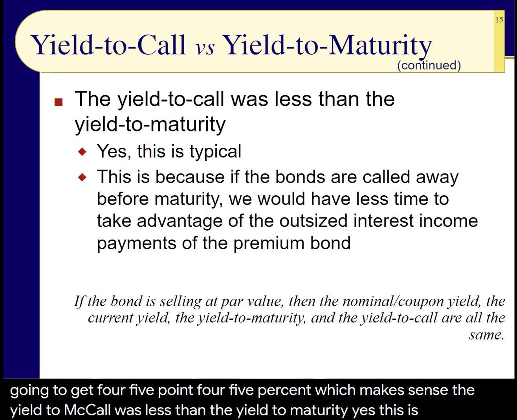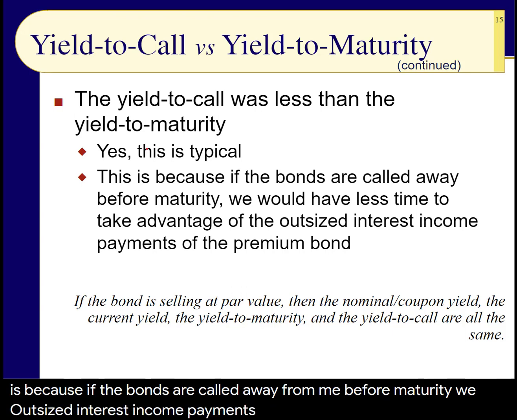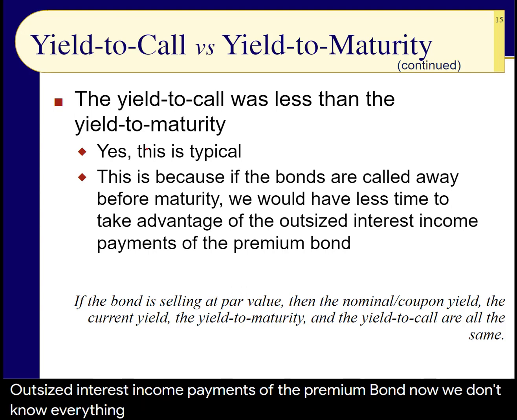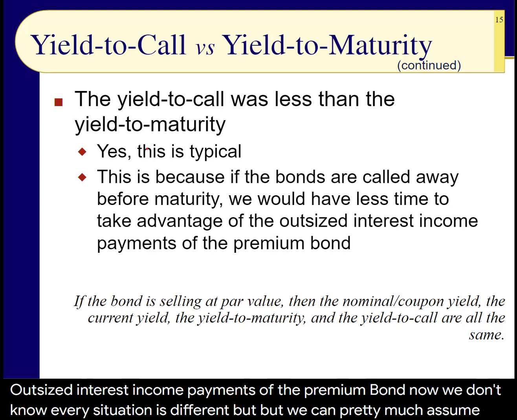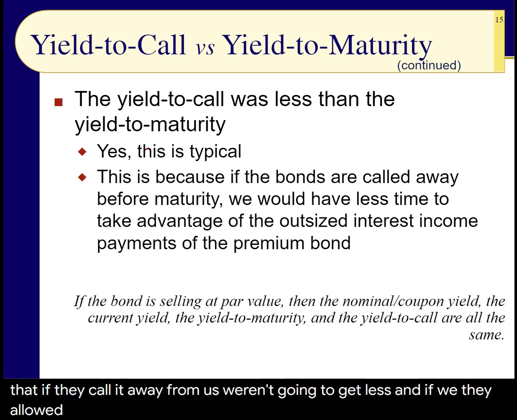Yes, this is typical. This is because if the bonds are called away from it before maturity, we would have less time to take advantage of the outsized interest income payments of the premium bond. Now, we don't know. Every situation is different. But we can pretty much assume that if they called away from us, we're going to get less than if they allowed us to hold it until maturity.